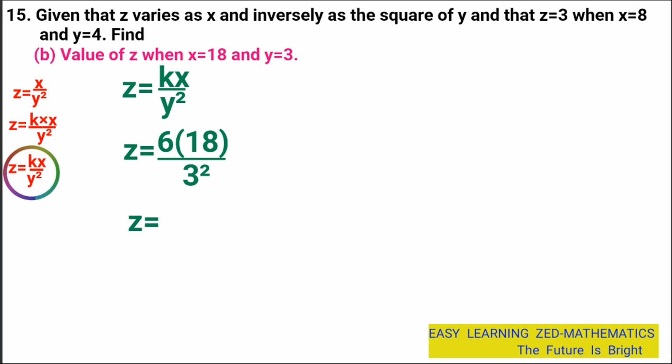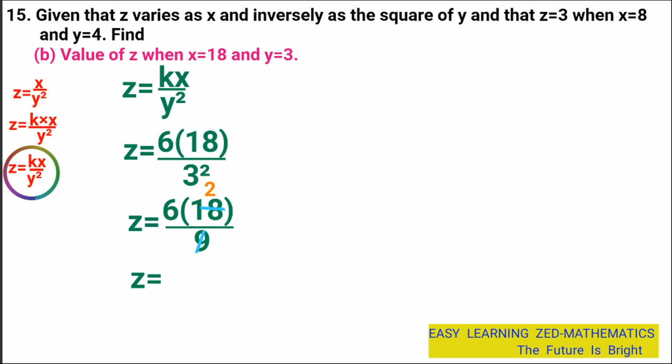Okay, so I'm not going to write 6 multiplied by 18 just like that, over, then 3 squared is equal to 9. So now, as you can see, 9 is a factor of 18 as well as 9 itself, so I can divide that. So I'm going to write z, then 9 into 9 is 1, then 9 into 18 is 2.